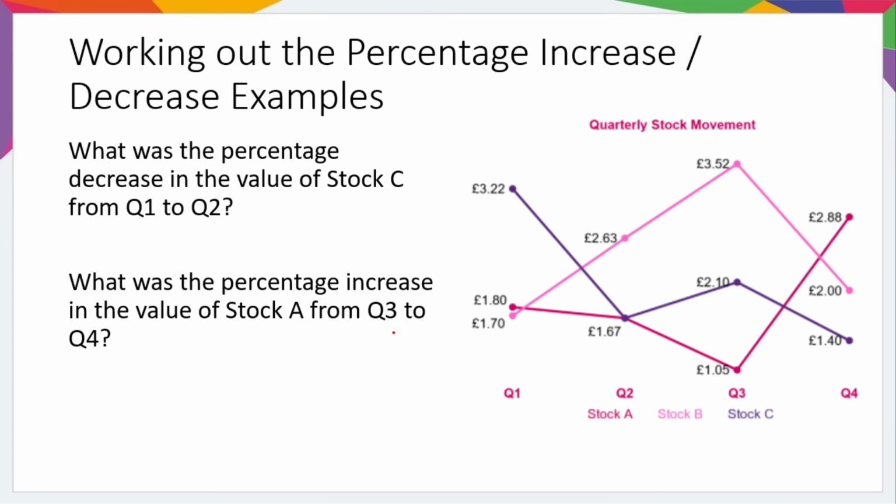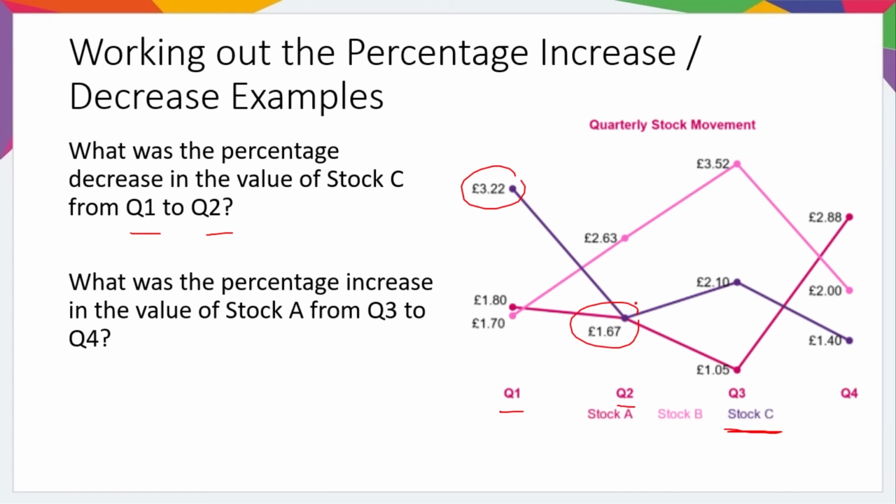So this is the sort of question you might get in a numerical reasoning test. So what was the percentage decrease in the value of stock C? Well, let's find stock C. Stock C is the blue line. Quarter 1 to quarter 2 is these values here. So it's the decrease from £3.22 to £1.27.